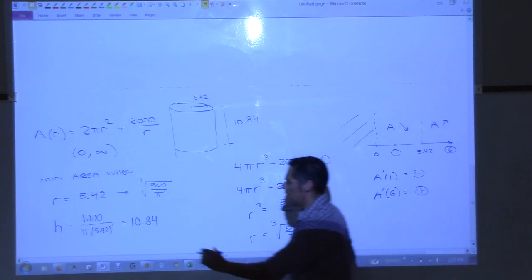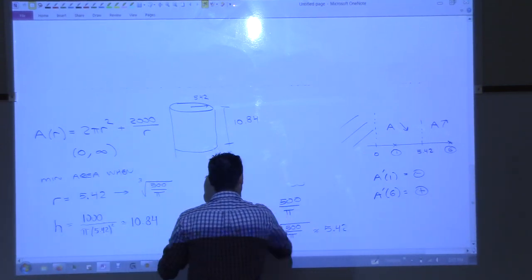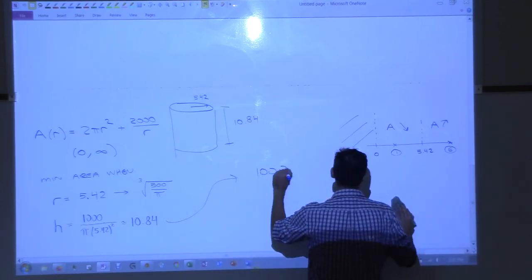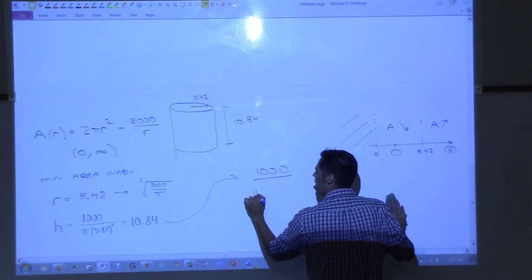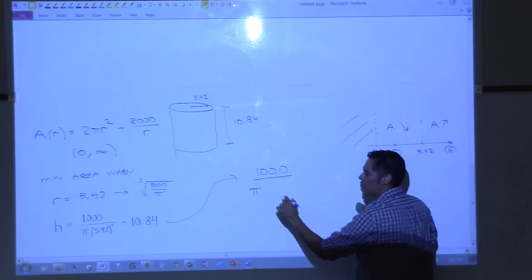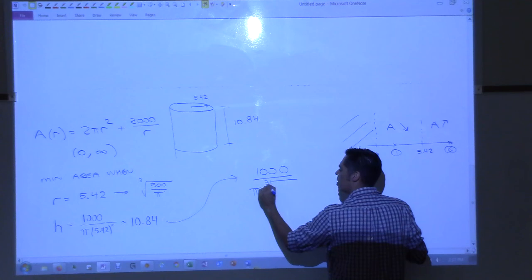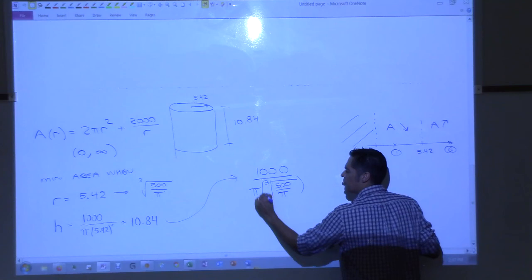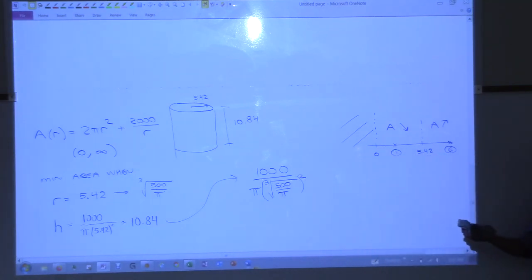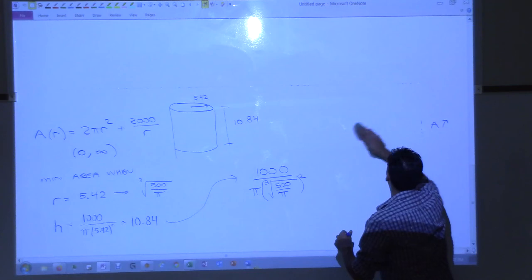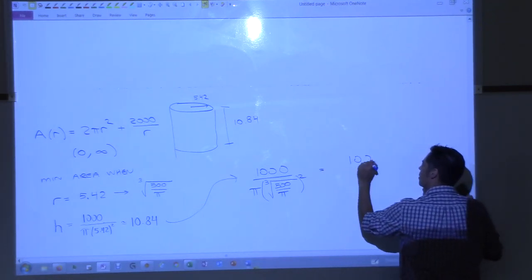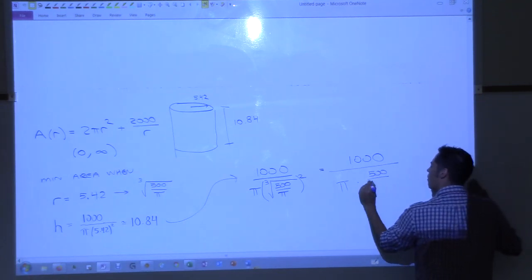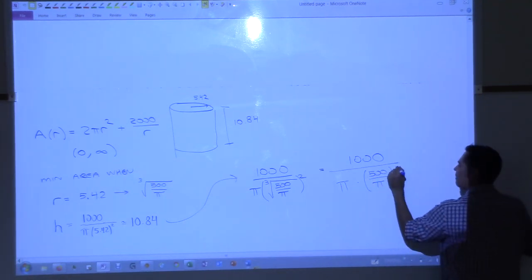So watch, right here. You see this step? For this step, if I were to do 1,000 over pi, and instead of doing the decimal, I plug in cube root of, what was it, 500 over pi, but then take that and square that, right? That's what it technically is. Watch what I get if I actually do this. Okay, so this is 1,000 over pi times 500 over pi, that's raised to the 2/3.